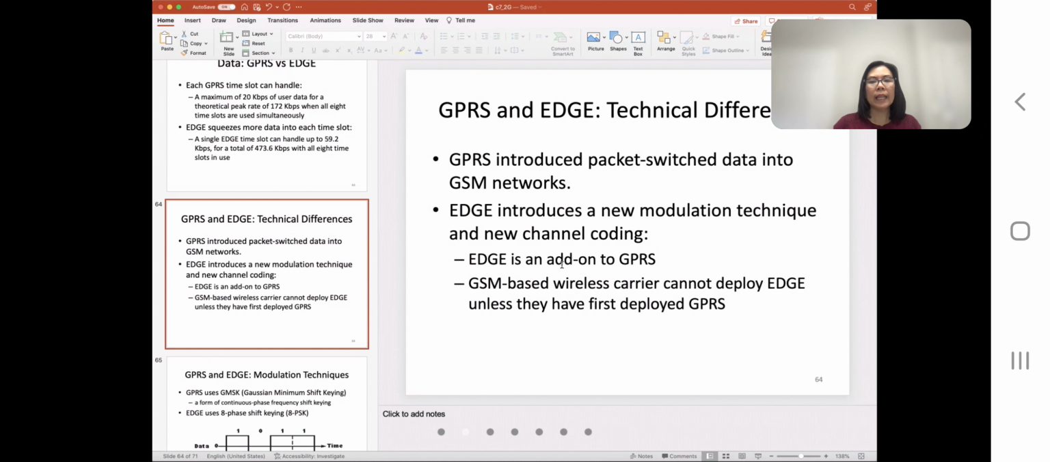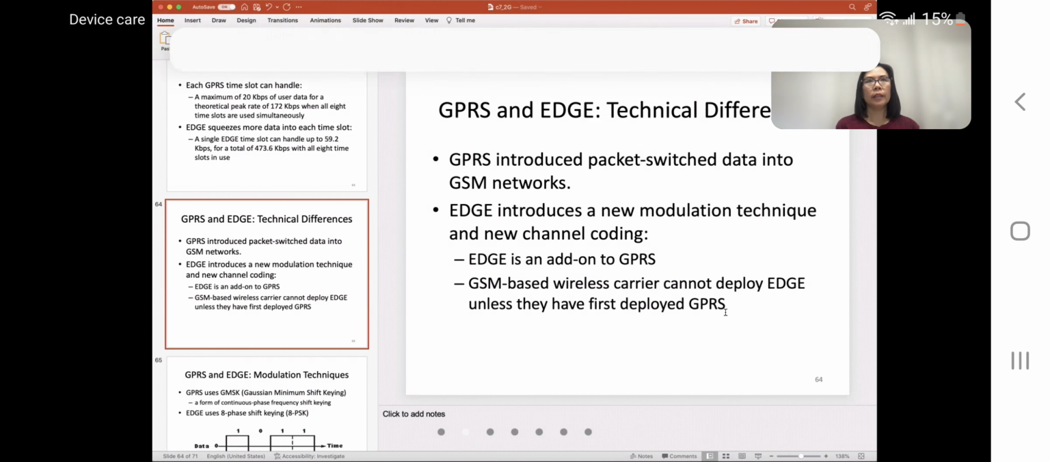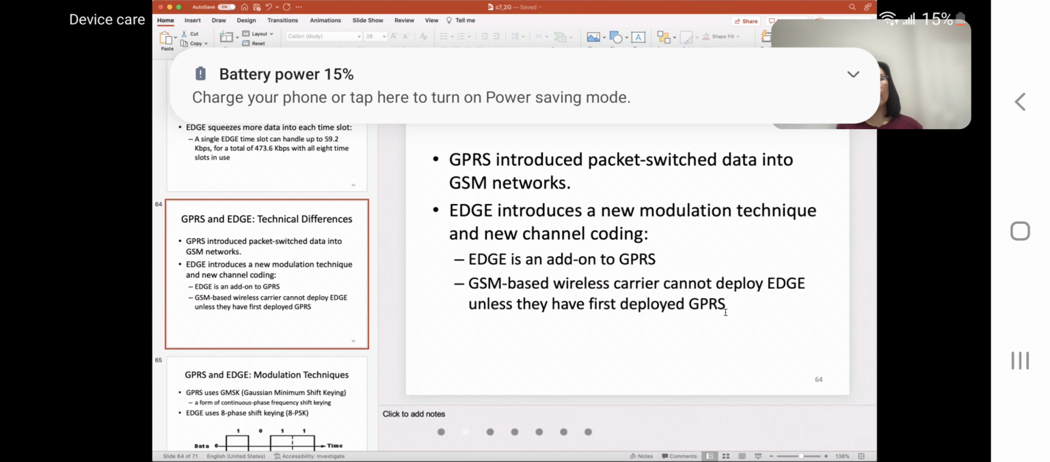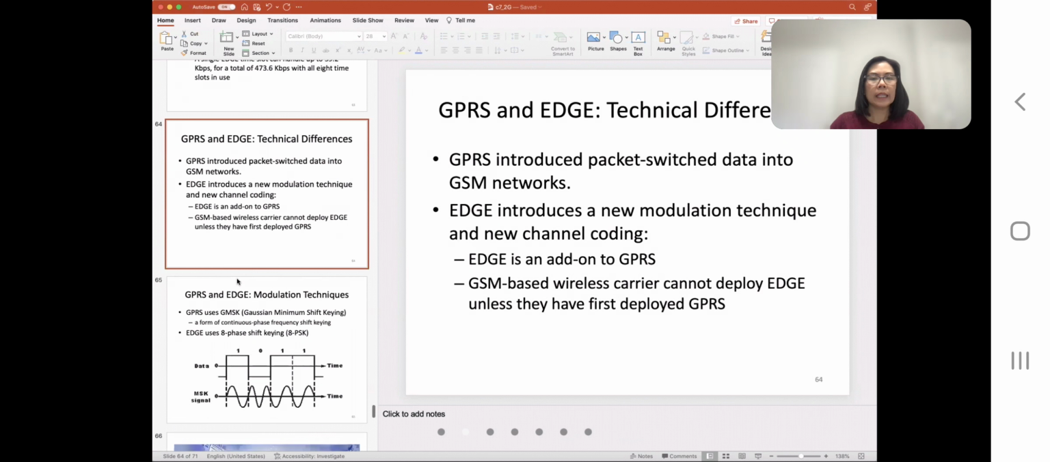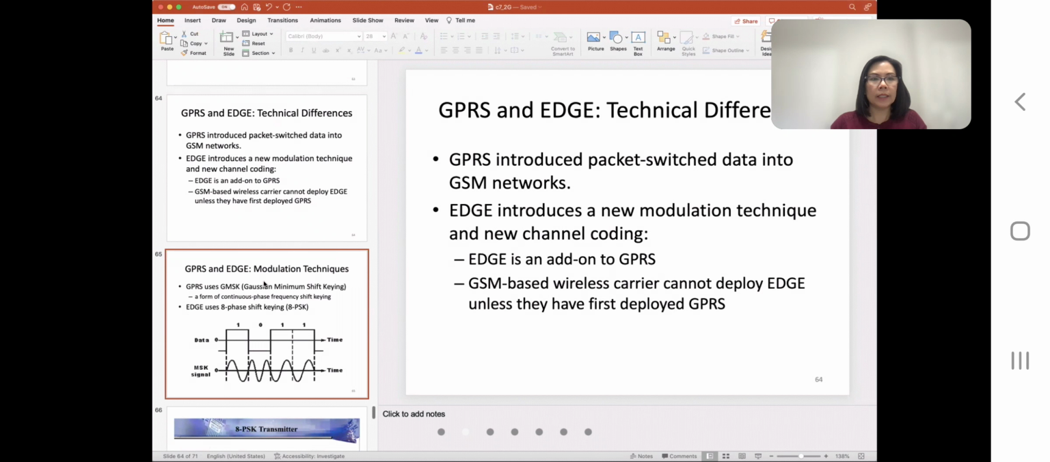EDGE is an add-on to GPRS, and a carrier cannot deploy EDGE unless they already have GPRS in the network. So GPRS is the foundation, but it supports only a very low rate. So now we want to improve the modulation technique. We can use the same architecture, but we just change the hardware to support a new modulation technique, and in that way we can increase the data rate. Let's see how EDGE can improve the data rate here.